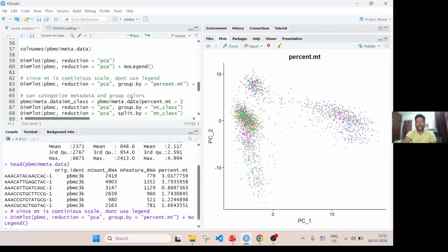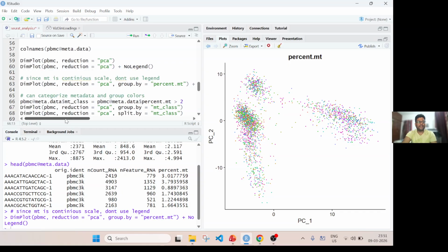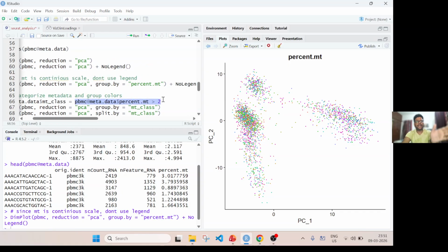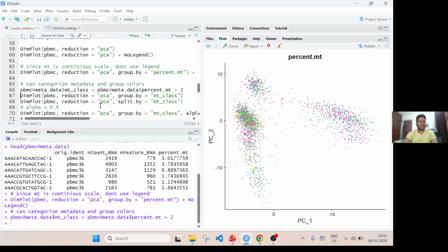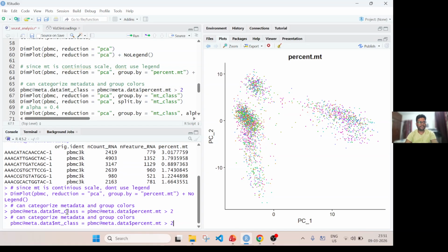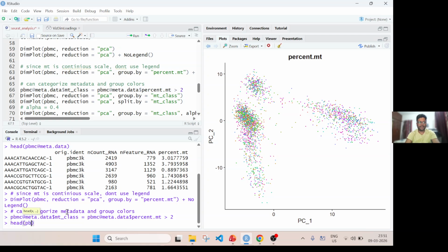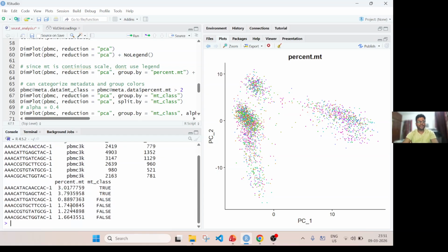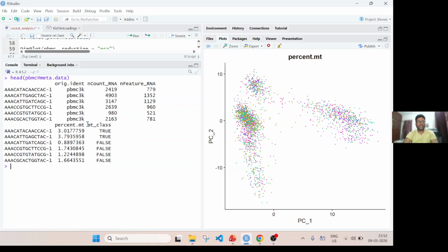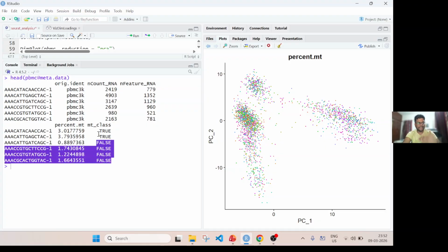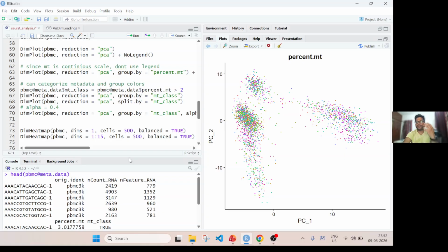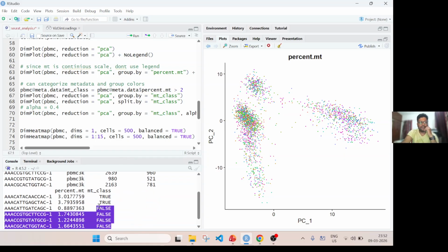Now we'll do one thing. I will say anything greater than 2 means high mitochondrial content, and the remaining is low mitochondrial content. That's why I'm introducing another variable here. If I do head of PBMC at the rate meta.data, you see that I have another class. True means those are high mitochondrial content, and false means they have less than 2, so less mitochondrial content. That way I now have categorical data.